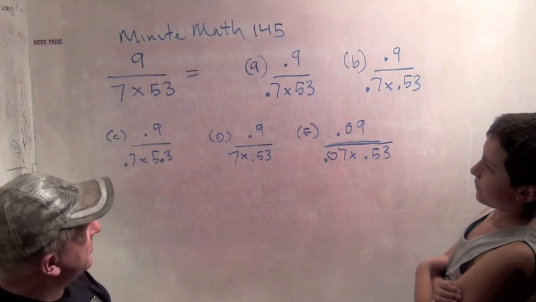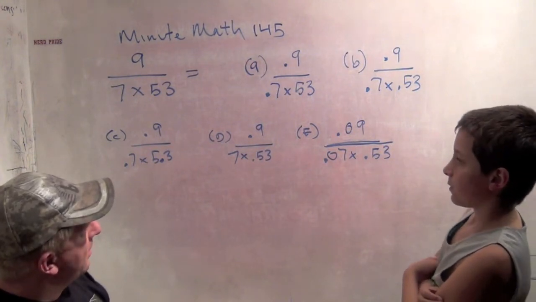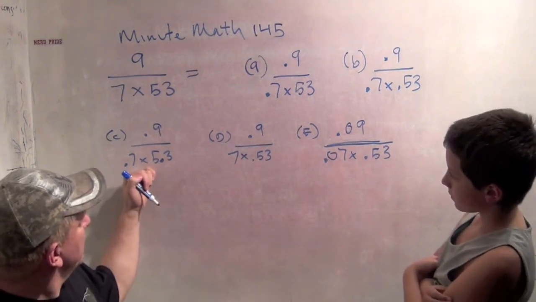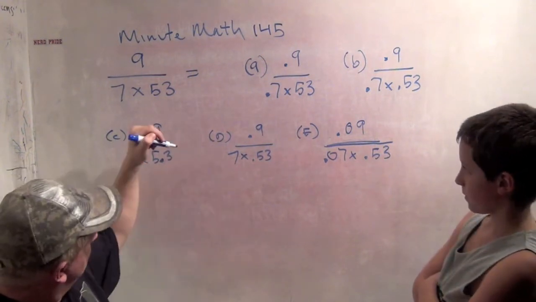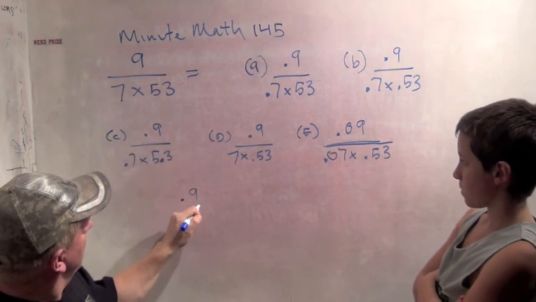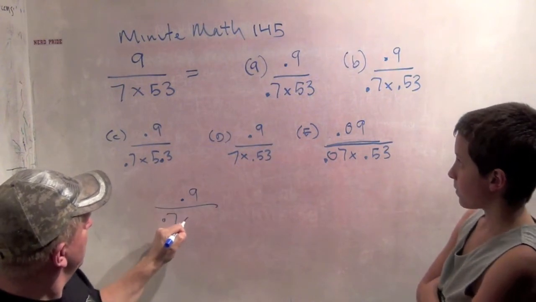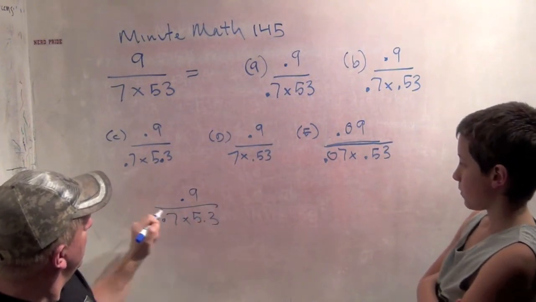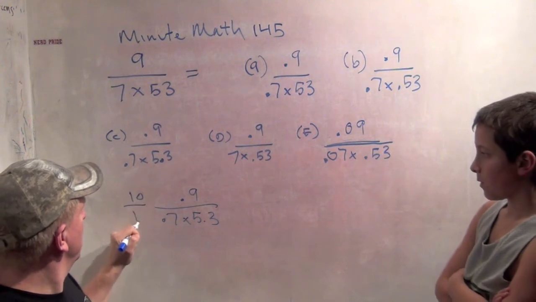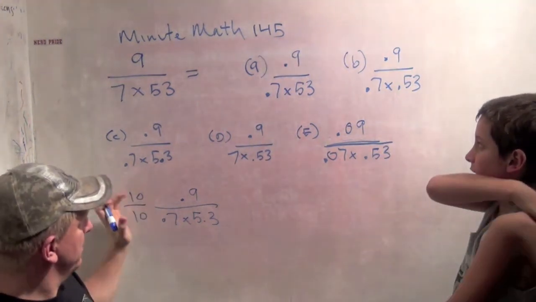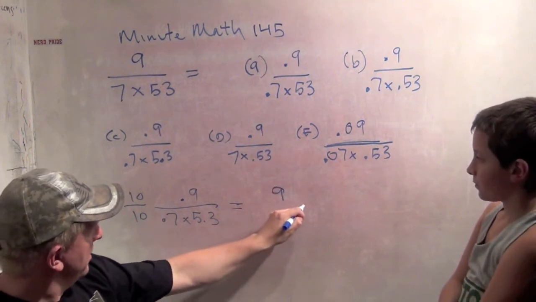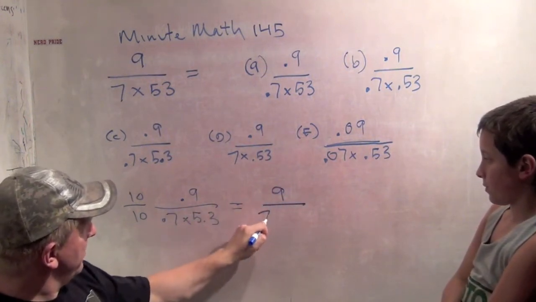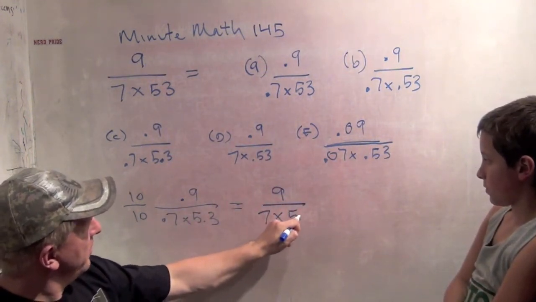What do we need to do to shift these decimals over? Well, maybe we could multiply by 10 over 10. Okay, let's look at 0.9 over 0.7 times 5.3, and then we'll multiply it by 10 over 10. But that only gets to one of them. This makes it 9 over 7 times 5.3.